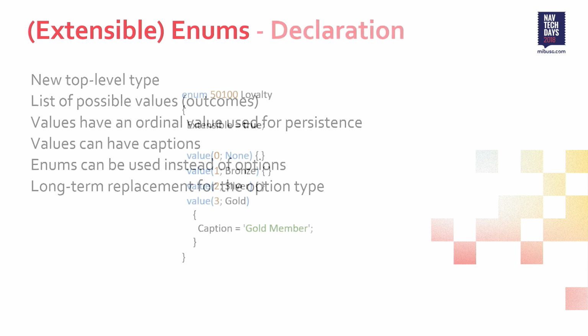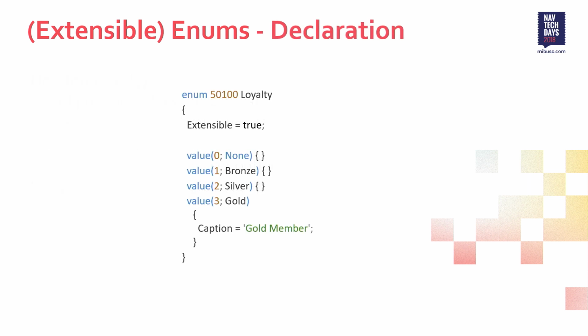So how do you define a new enum? Basically, simple syntax. We have followed the syntax layout we have reused for all the other objects. Enum, we have an ID, sorry for that, still needed, and a name. After that, there's a section of properties. In this case, there's only one, extensible or not, default is not. And you have the list of values, and all of those values can have a caption. That's the property you can put on those right now.